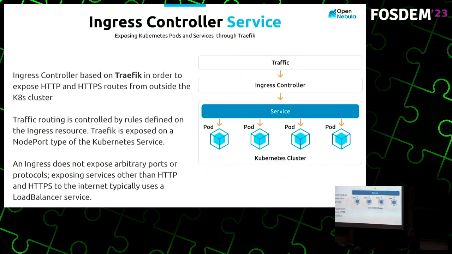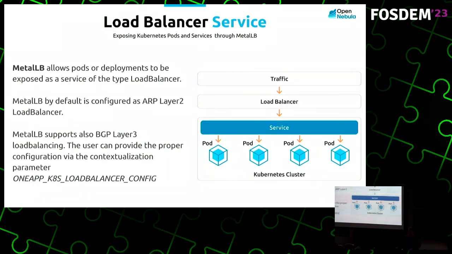Then, in order to access your services, you need to deploy an ingress controller within your Kubernetes clusters. We deploy an ingress controller based on Traefik. This can be used for HTTP and HTTPS protocols, and then you can access the service by just defining an ingress for your service. And then we have also integrated MetalLB for the load balancer service. In this case, you can use this for other kinds of protocols that are not HTTP based.